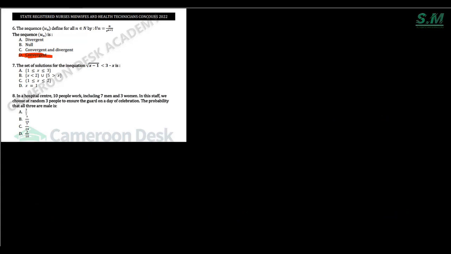Okay, so now we are going to proceed with question 7. It says: find the set of solutions of the inequation, the square root of x minus 1 strictly less than 3 minus x. So we have to look for the range of values for which this is satisfied. The first thing we have to do is find the domain of this function.